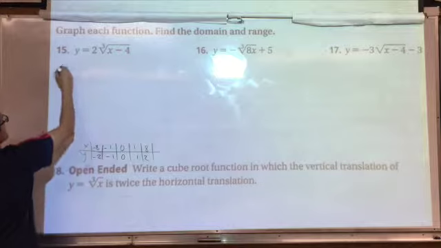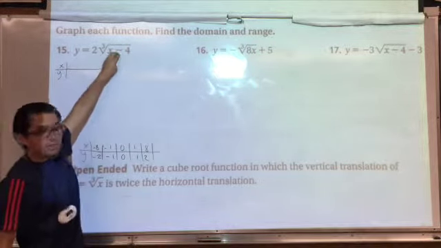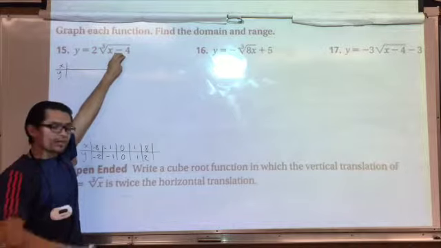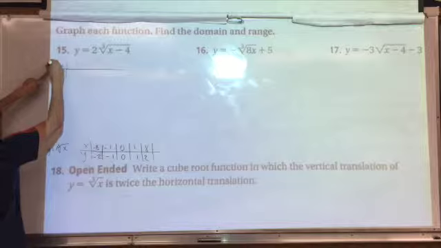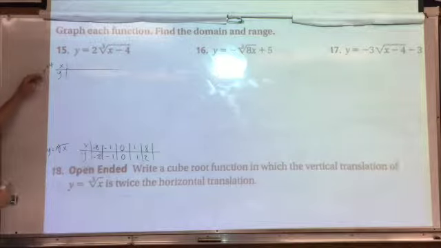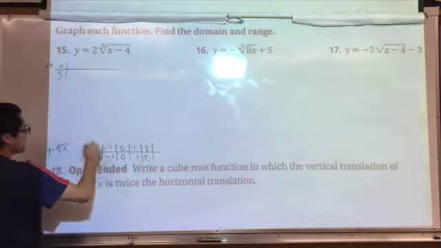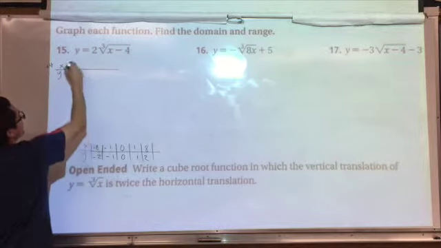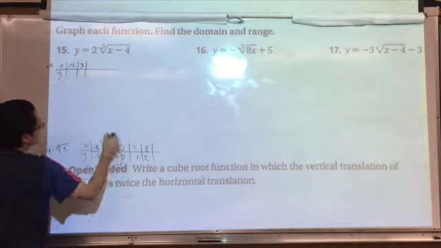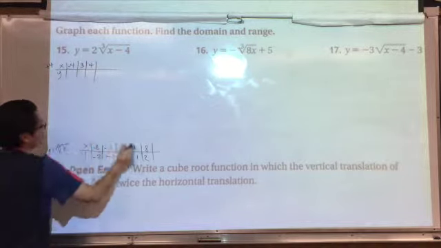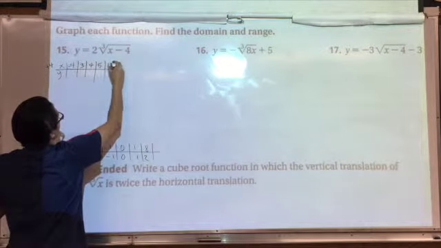So here we go. Let's do this one. It's saying that I need to subtract 4 inside of the radical, but that means a translation to the right 4. So what I'm actually going to do is add 4 to the x values to move it to the right. So all of these x values add 4. -8 plus 4 is -4. -1 plus 4 is 3. 0 plus 4 is 4. 1 plus 4 is 5. And 8 plus 4 is 12.